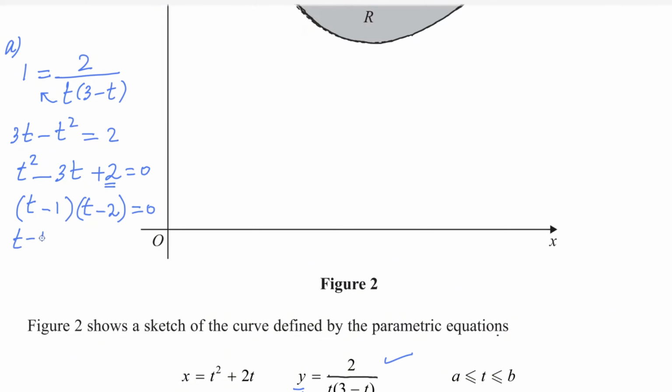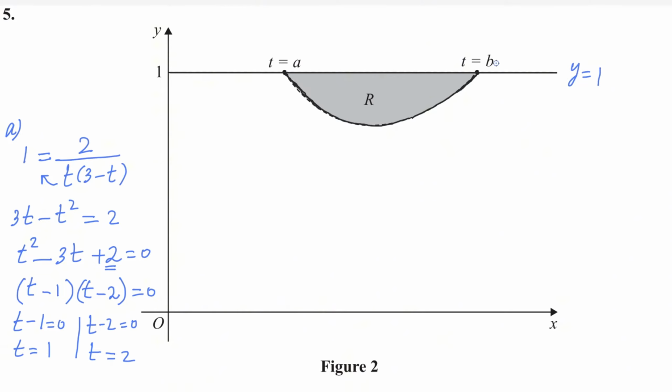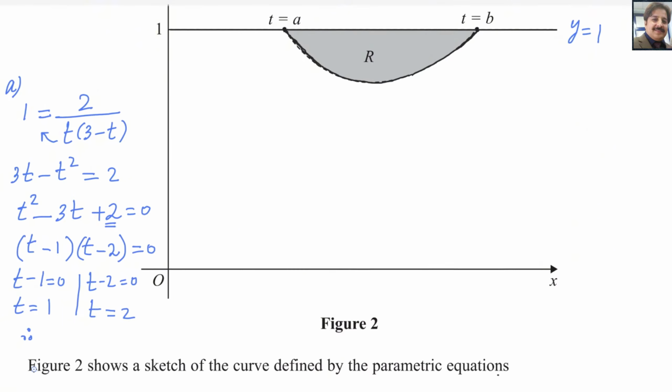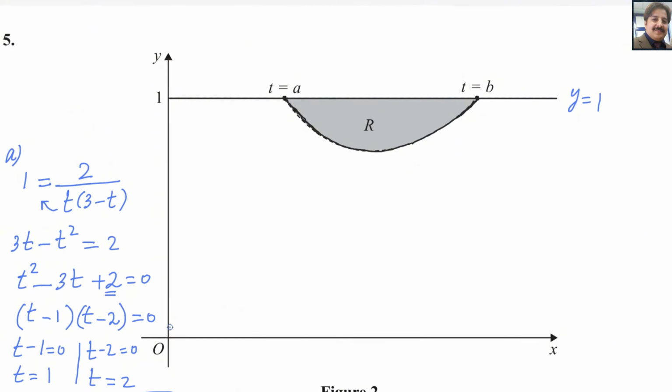t minus 1 equals 0 and t minus 2 equals 0. From here you get the value of t as 1 and the other value of t as 2. Look at the figure. On the left side the value will be 1 and on the right side the value will be 2 for sure. Therefore, the value of a equals 1 and the value of b equals 2. So this is the answer for the first part. Hopefully you understand it. This value is 1 and this value is 2.